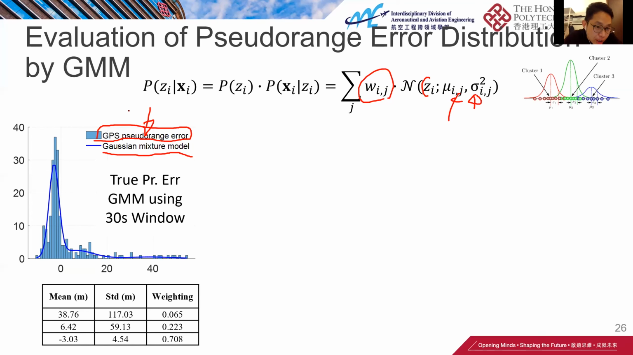Okay, so we're trying to model the true pseudorange error out of the data that we collect, and we only consider a 30 second window. This is what the error distribution looks like. You have 3 Gaussians with different weightings.